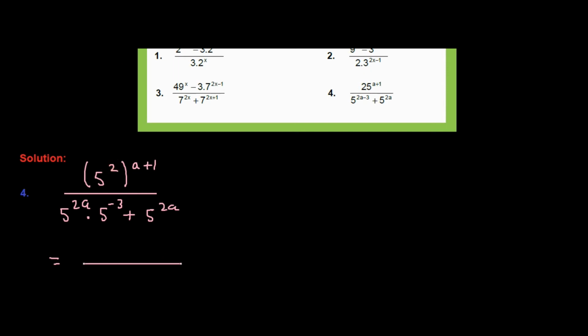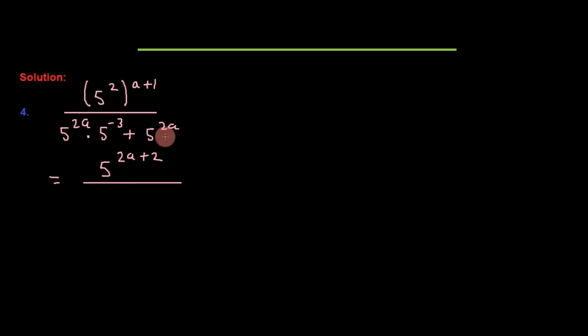In the numerator, we have brackets, so we can multiply the powers. So 2 times a plus 1 is 2a plus 2. We can also take out a common factor of 5 to the 2a in the denominator, and we're left with 5 to the negative 3 plus 5 to the 2a into 5 to the 2a once.